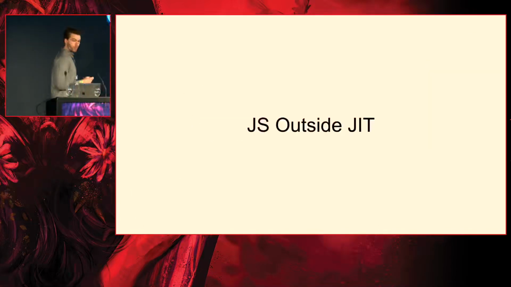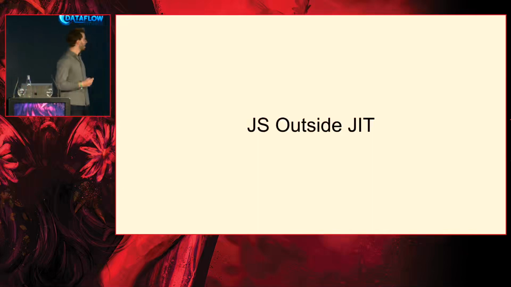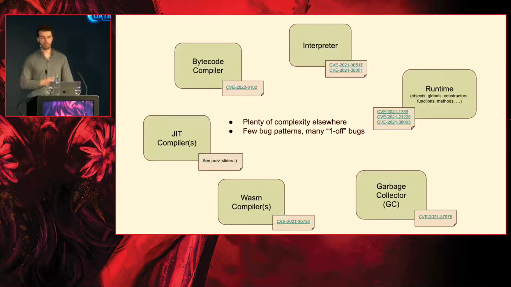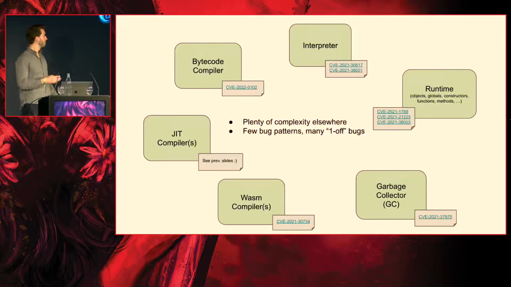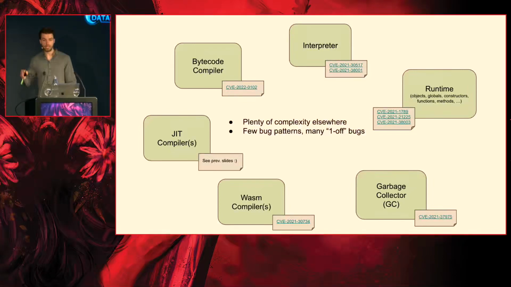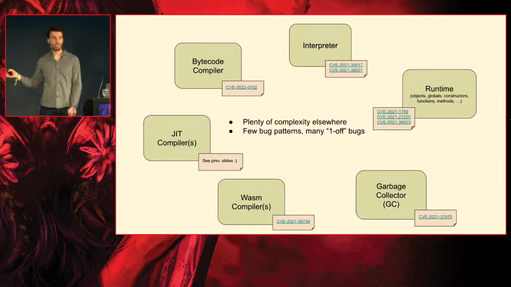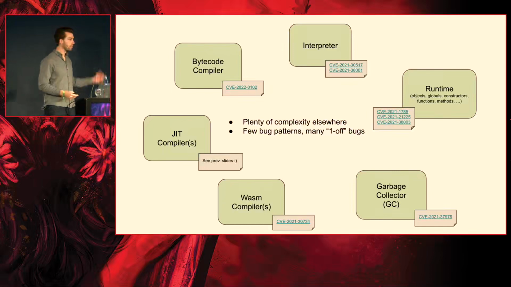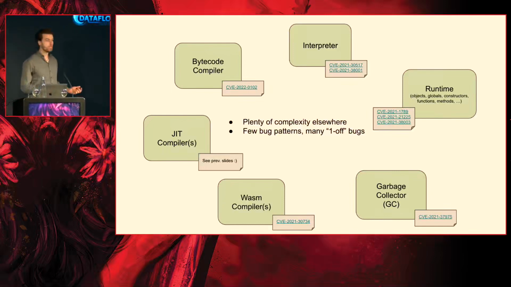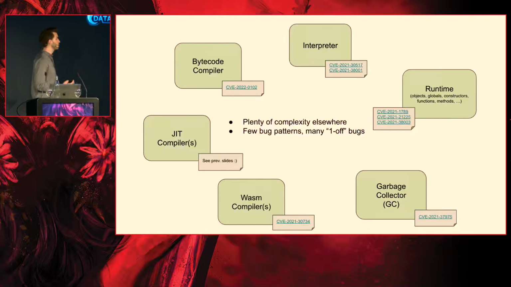Good. So fairly quickly, you might think now it's all JIT bugs these days. It's not. This is going back to the overview slides of the different components. There are bugs elsewhere, and this is just bugs from last year. The JIT bugs were from up to 6 years ago. So this is just from last year, and you see there are bugs everywhere. There's plenty of complexity in these other parts.